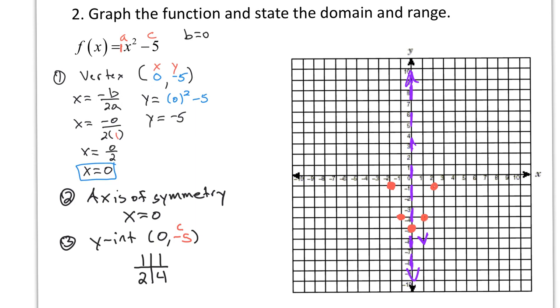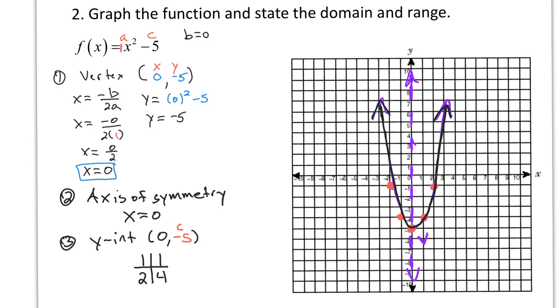So now you guys are going to connect the points. You're going to make a U shape, and it's going to go up like this. Your arms, make sure that they are going up. Let me make it a little bit darker so you guys can see the actual parabola. So it is a U shape. The parabola is going to infinity, up, up, up, up.